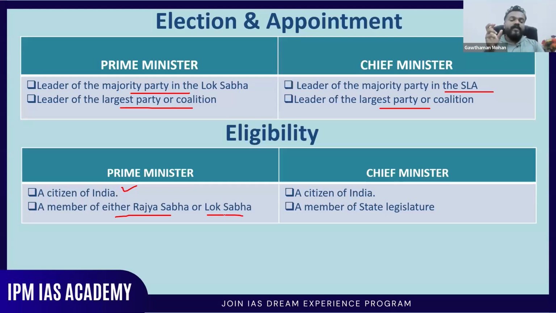So now what we need to understand are the eligibility criteria for becoming a Rajya Sabha member and the eligibility criteria for becoming a Lok Sabha member. Now, for the Chief Minister, it is the same thing: a citizen of India and a member of the state legislature.